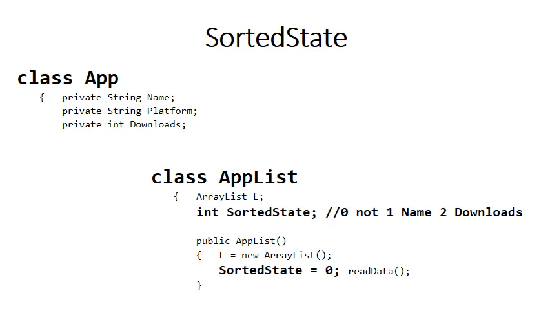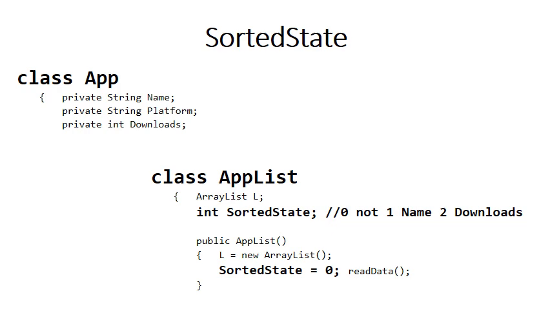And for App you have the name, the platform, and the number of downloads for that app. That's the three attributes. Now in this example we can sort the list of apps based on their name, or we could sort the list of apps based on the number of downloads. So in the app list, the class that manages the list of apps, we have a global variable called SortedState.